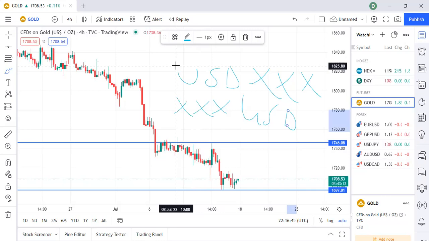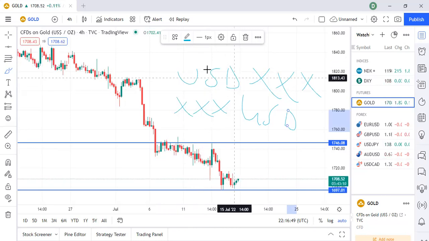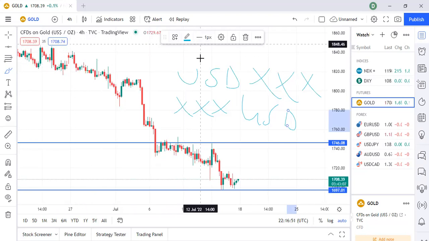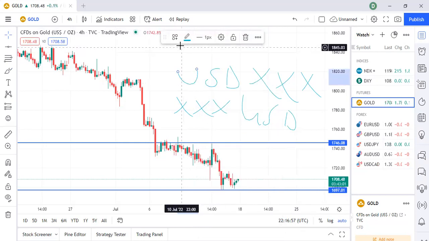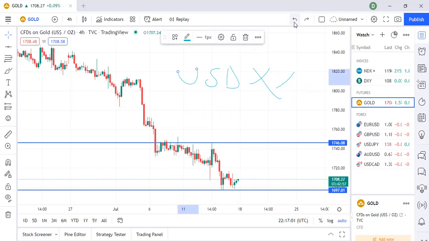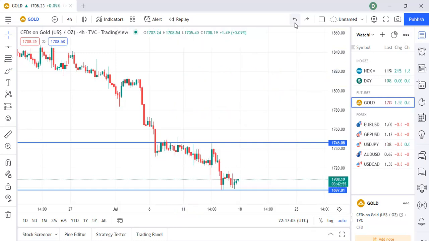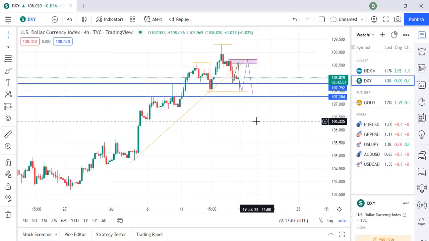All right, so let's dive into the video and first look at the DXY. Let me clear the chart. So quickly, DXY, as we know, is the US Dollar Index.